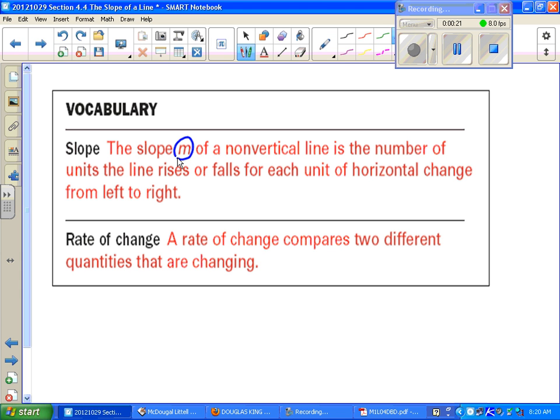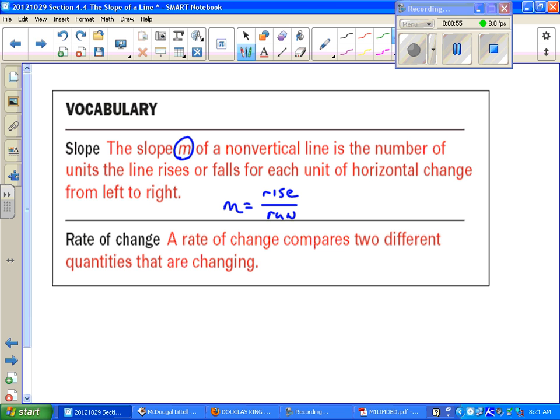M of a non-vertical line is the number of units the line rises or falls for each unit of horizontal change from left to right. Now that doesn't make a whole lot of sense to people. People interpret slope differently. A lot of us that have heard what slope is interpret it as rise over run. The rest of us look at rise over run and we don't know what the heck that means either.